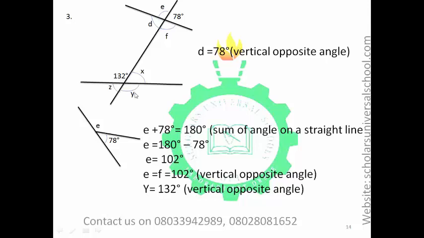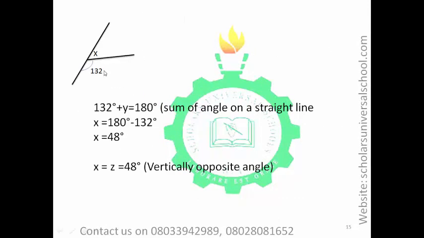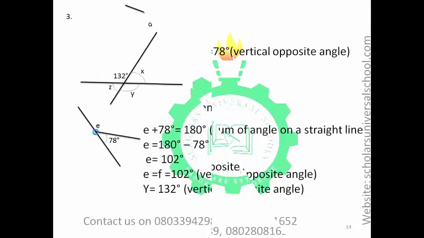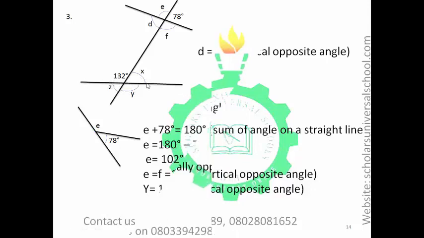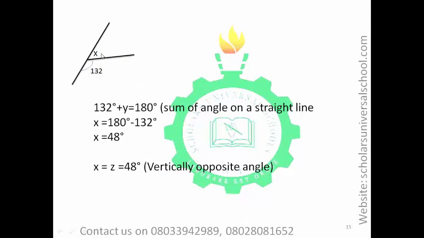132 degrees, Y, they are vertically opposite angles. Can you see it here? So the next one, let's cut out the side of X and 132 degrees. I have tried to cut out this 132 degrees and X. And you also can see that it is what? Angle on a straight line. So when you have 132 degrees plus X, it must give you 180 degrees. And by the time you subtract 132 from both sides, your X value will be 48 degrees, which means angle X is now 48 degrees.